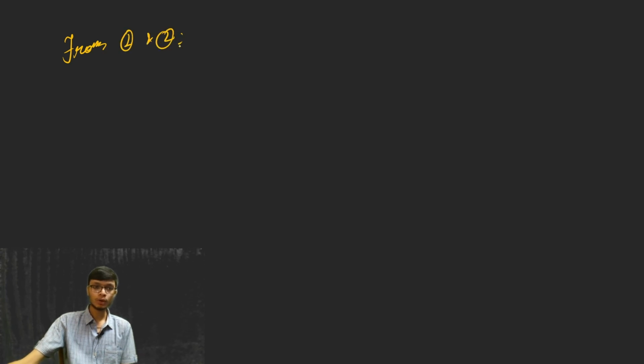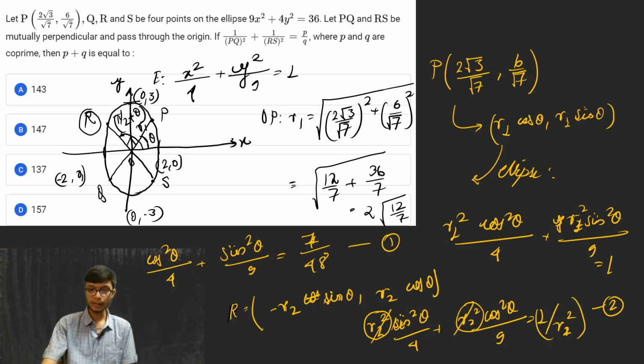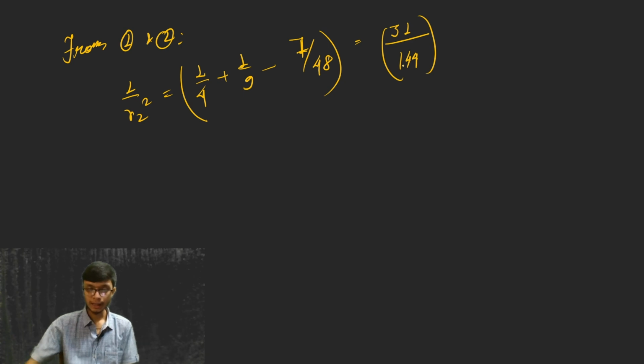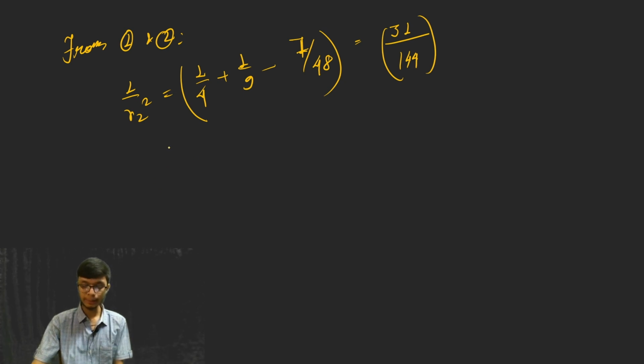From 1 and 2, what I am getting is 1 by r2 square is equal to 1 by 4 plus 1 by 9 minus 7 by 48. That's an important thing. Okay, so 1 by 4 plus 1 by 9 minus 7 by 48 is basically the value of 1 by r square, and that is equal to 31 by 144. I hope you are getting this particular value. All right, so from here you can also note that PQ and RS are basically perpendicular and they pass through the origin.